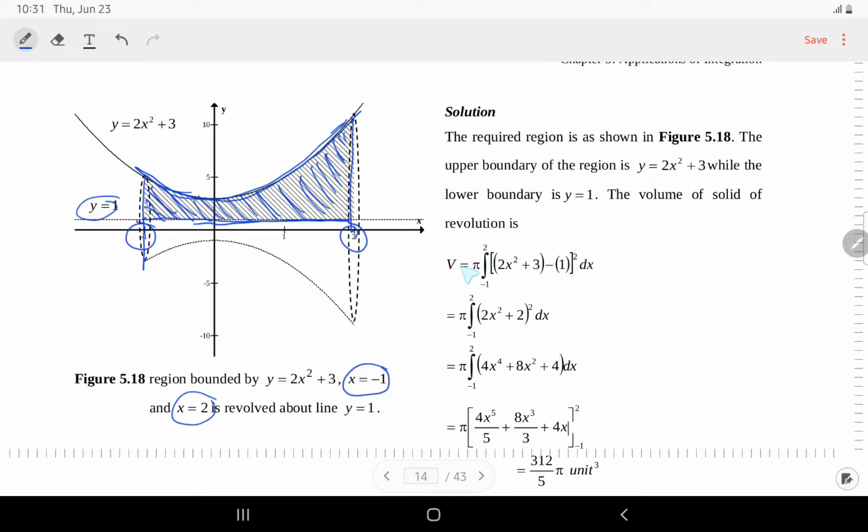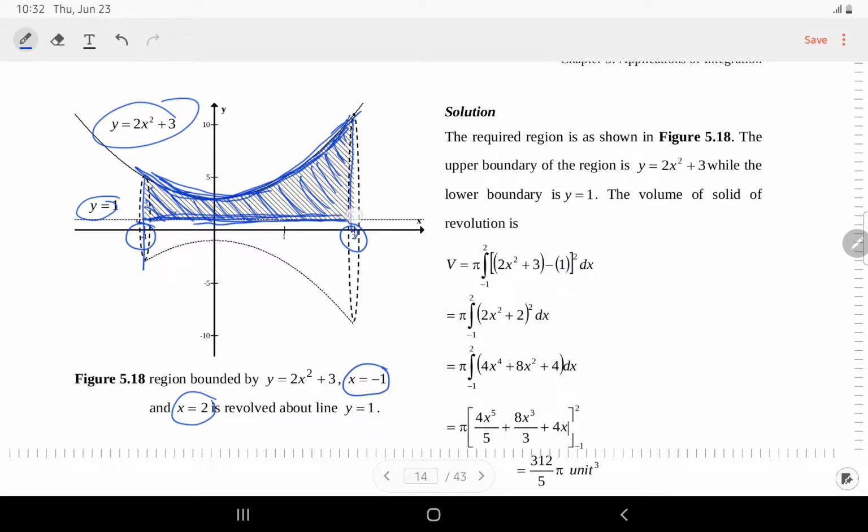Okay, so this is the formula for disk method. So, pi, keluarkan pi. And then integrate daripada berapa ke berapa. So, kita boleh tengok kat sini daripada boundary dia -1 until 2. So, -1 until 2. And then, dalam formula dia ada radius square kan? Radius square. So, the radius is upper boundary minus lower boundary. So, this is the upper boundary. So, what is the function? This one. So, kita ambil 2x square plus 3. And minus lower boundary.